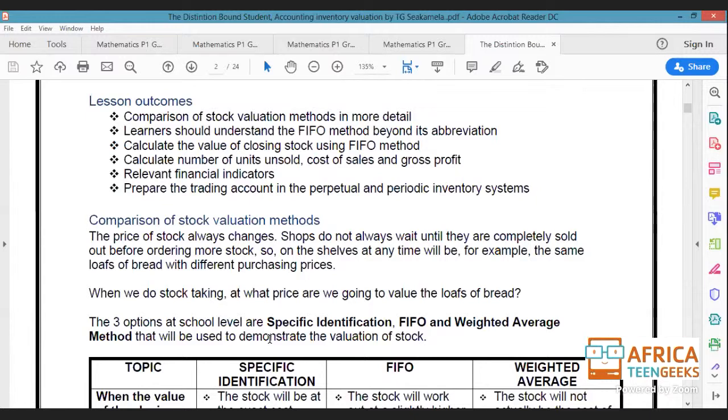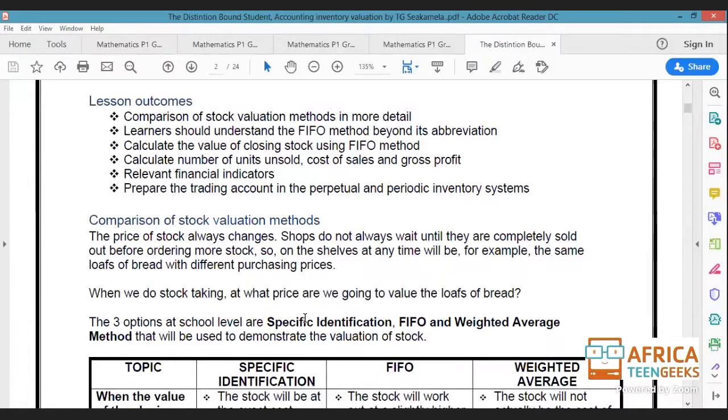Sometimes it happens that in a shop some of the products were used as a display, therefore they won't be counted in as part of our stock, right? Therefore, you just need to know that there are three options at a school level: specific identification method, FIFO method, which is the one that we'll be looking at today, and weighted average. So today I will be looking at FIFO method in detail, explaining what the FIFO method is. We'll look at its advantages and disadvantages. We'll look at its example.